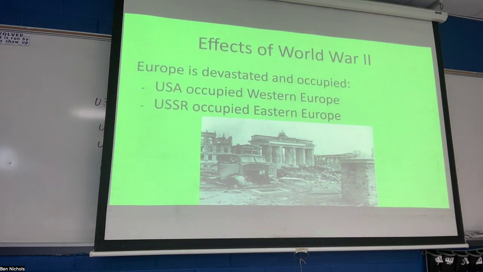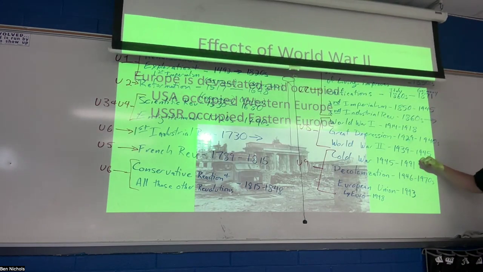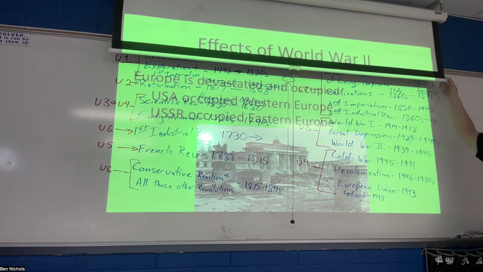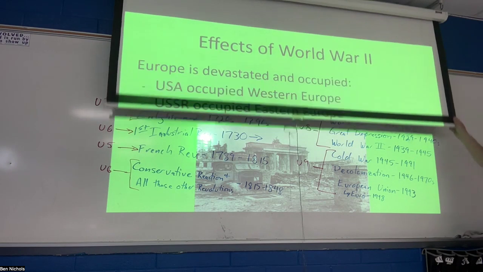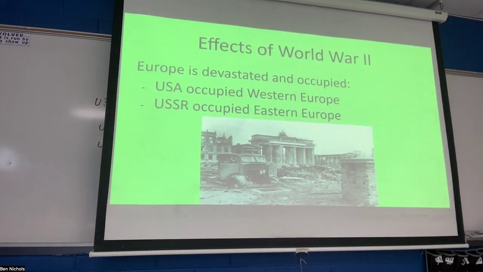Let's do this. So Unit 9 starts in 1945, and we're just gonna go with this idea, like you see on this timeline here, that World War II and the Cold War. World War II ended in the same year that the Cold War began. We're just gonna go with 1945 as this pivot year.